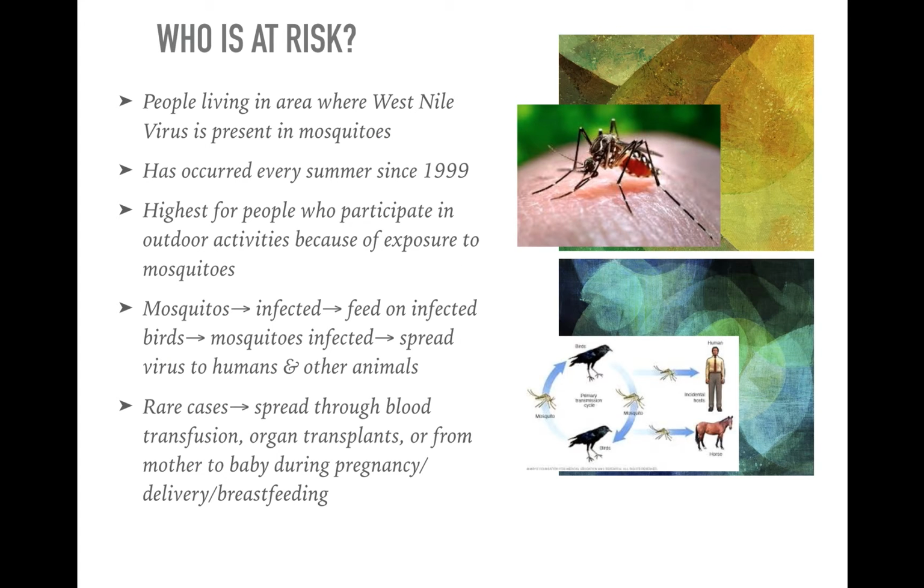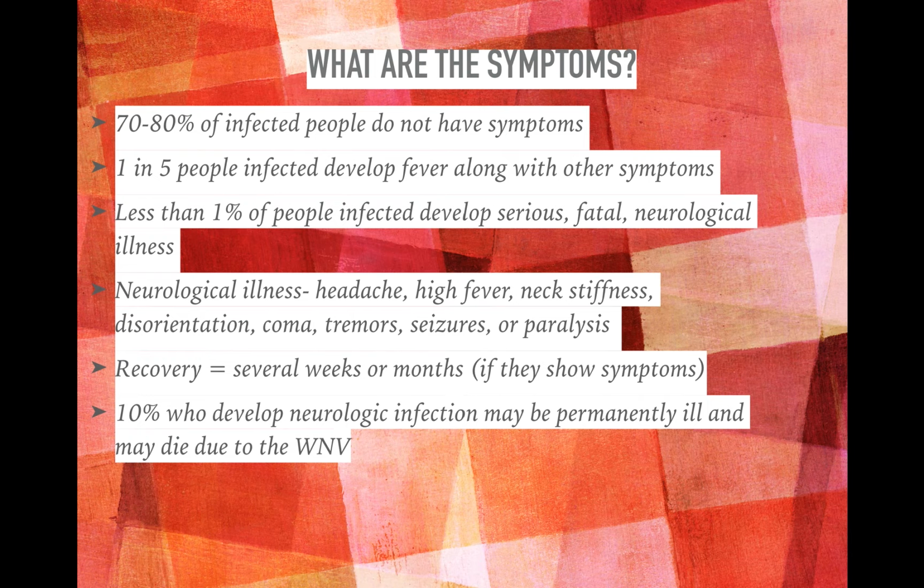Who is at risk? People living in an area where West Nile virus is present in mosquitoes. West Nile virus has occurred every summer since 1999. Risk is highest for people who participate in outdoor activities because of the exposure to mosquitoes. These mosquitoes are usually infected and spread the virus to humans and other animals. In rare cases, it is spread through blood transfusion, organ transplants, or from mother to baby during pregnancy, delivery, or breastfeeding.